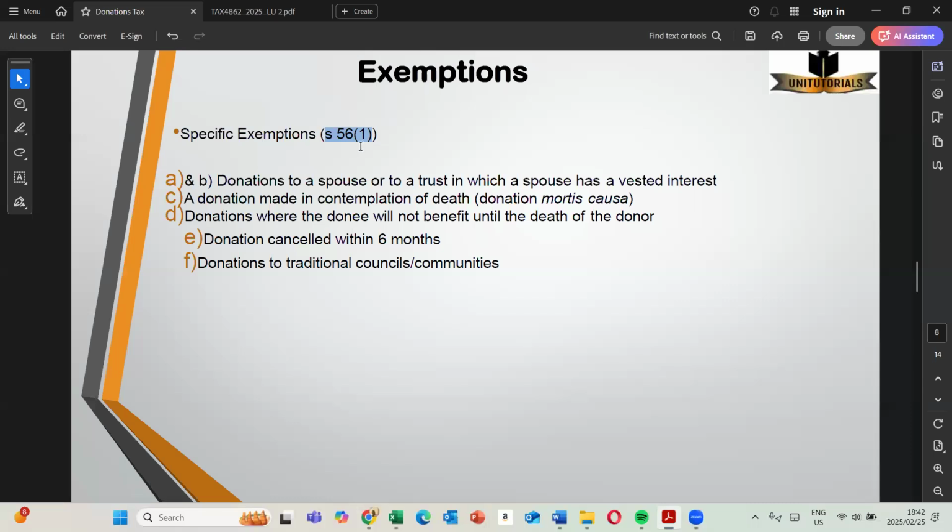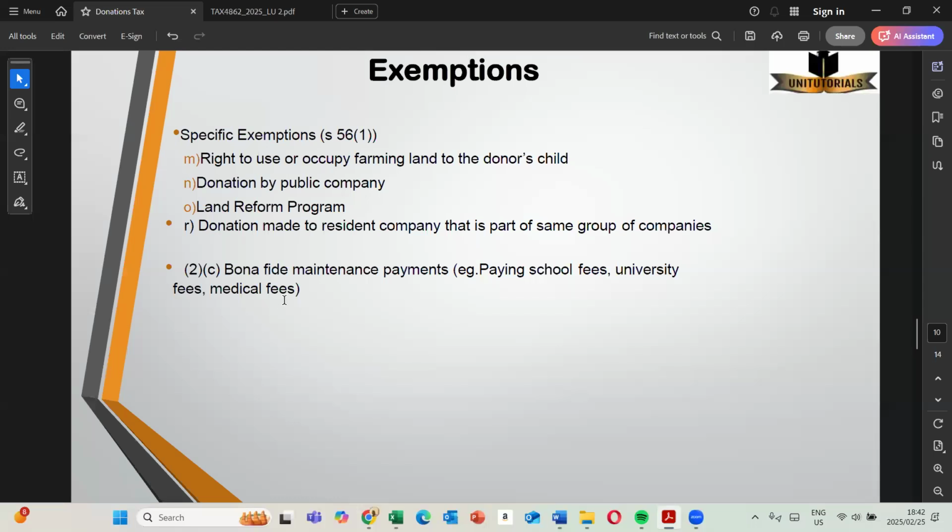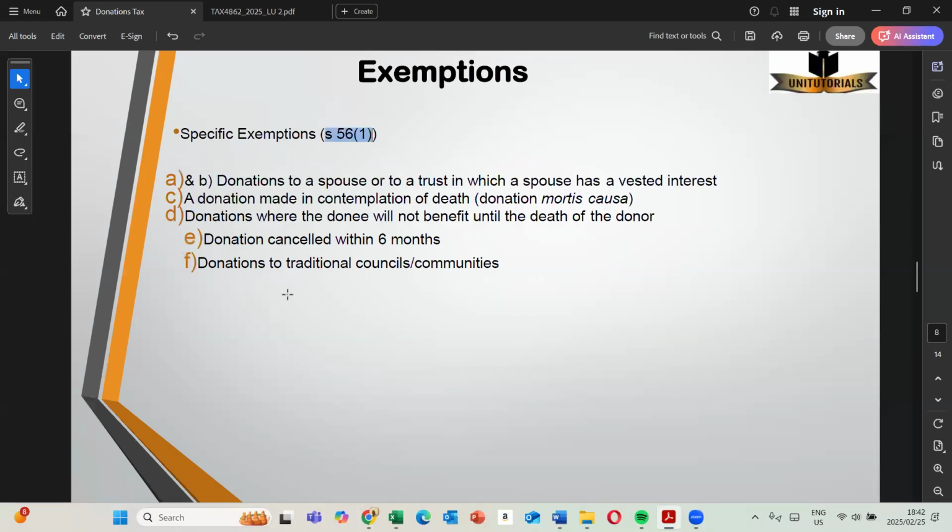I want you guys, if you haven't done it, to highlight this section. I'm going to share with you how I highlighted my legislation so that you know these are the elements which are exempt in regards to donations tax. You need to know all of these items, so that when they give you a scenario in the exam, you see that the element they give forms part of this. You just say it's exempt.